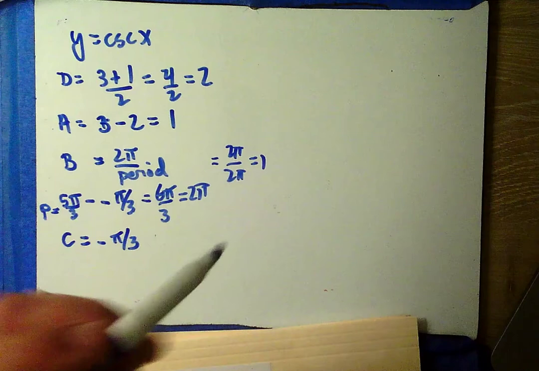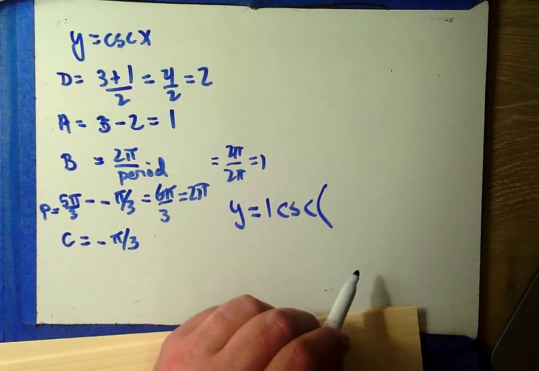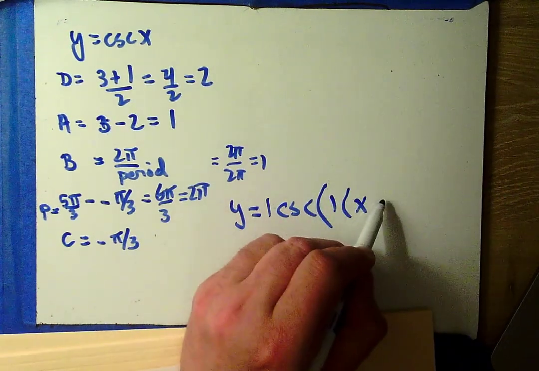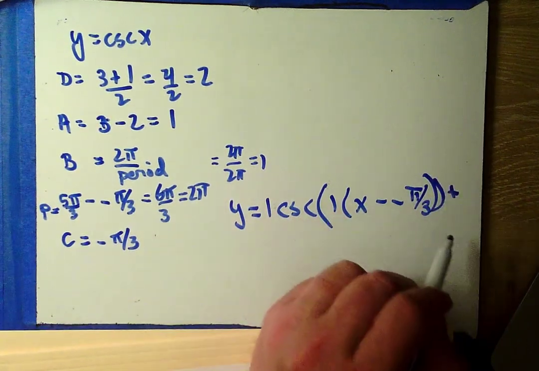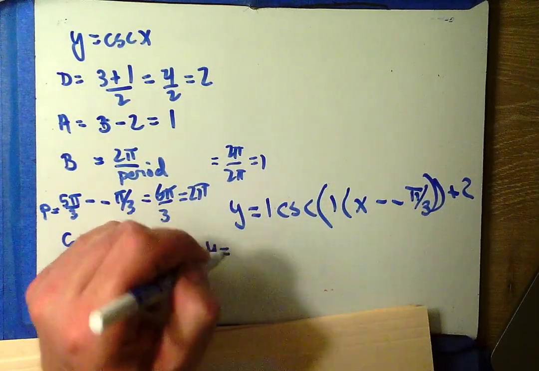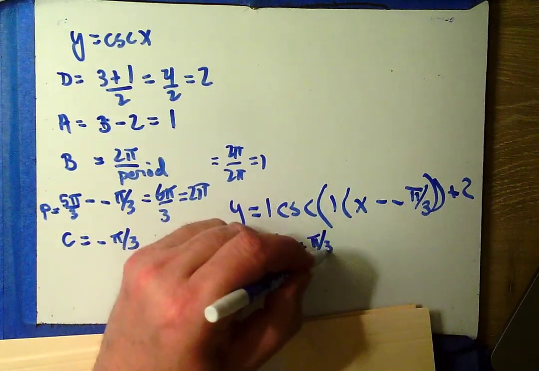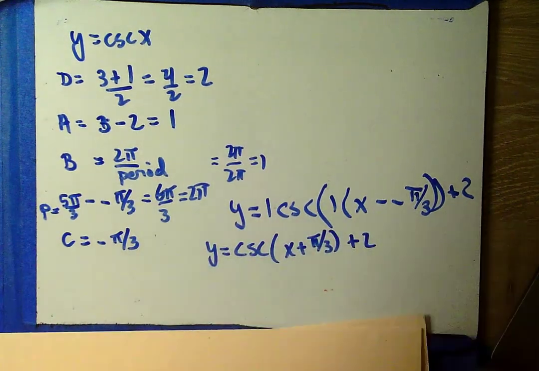So when we put all this together, we get y equals 1 cosecant, double parentheses when we go backwards, 1 times x minus a negative pi over 3, close two parentheses, plus our d value of 2. And if we tidy this up, it would be y equals cosecant x plus pi over 3, plus 2. Okay, there's station 13.